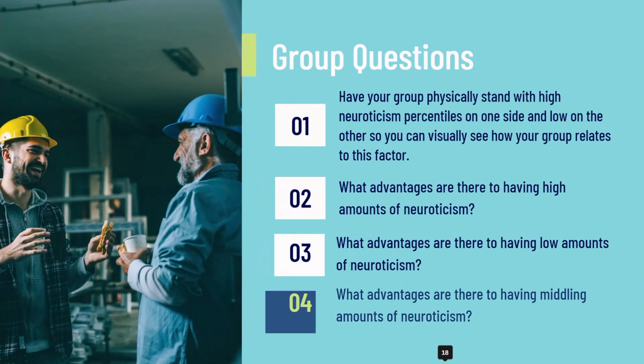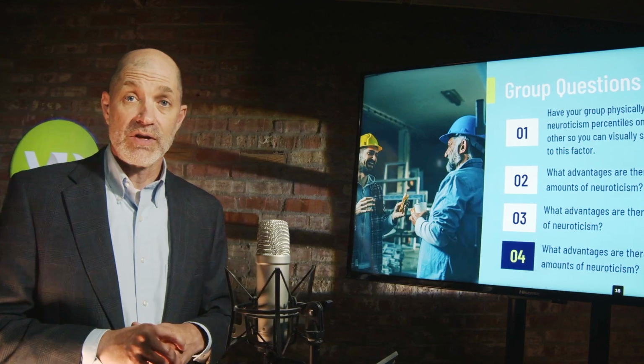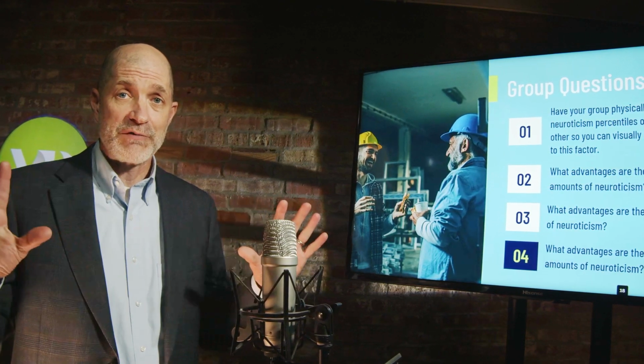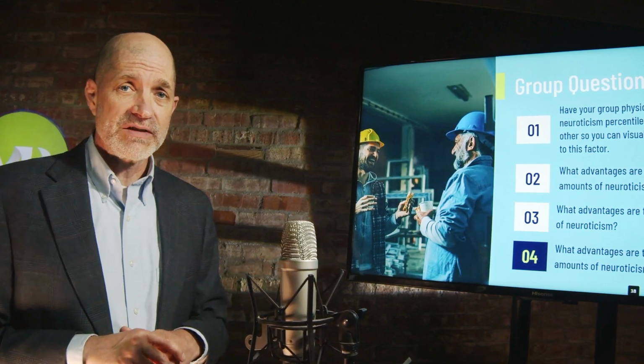Question number 4. What advantages are there to having middling amounts of neuroticism? If you're in the middle, what kind of perspective do you have between the people on your team and in your picture of the world? So those are our questions for you to discuss.